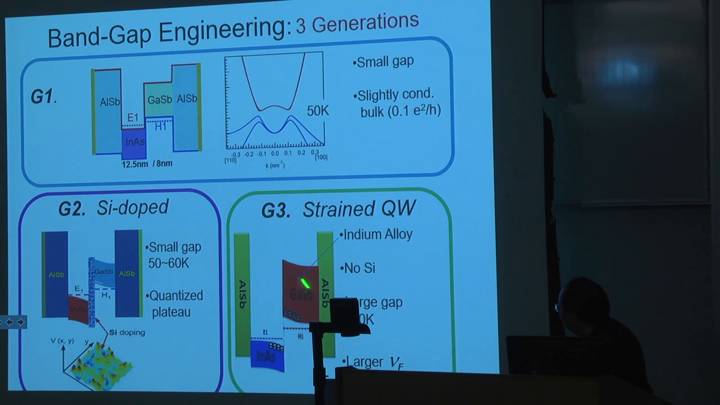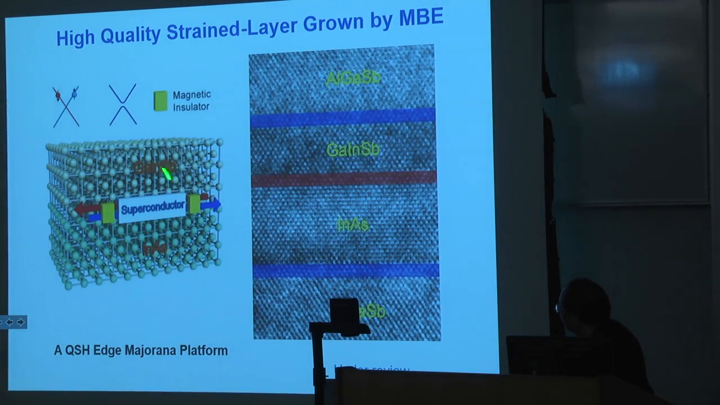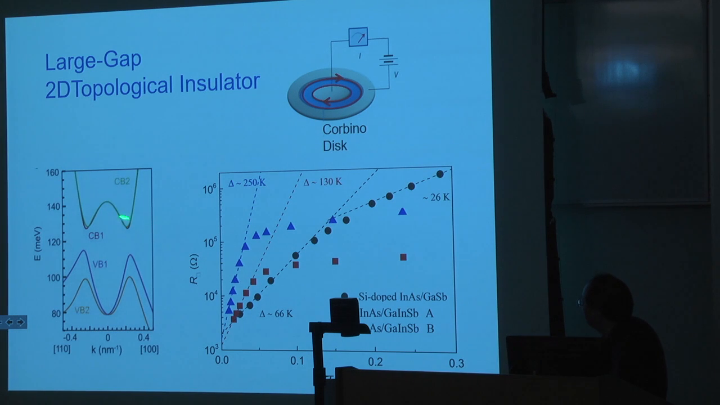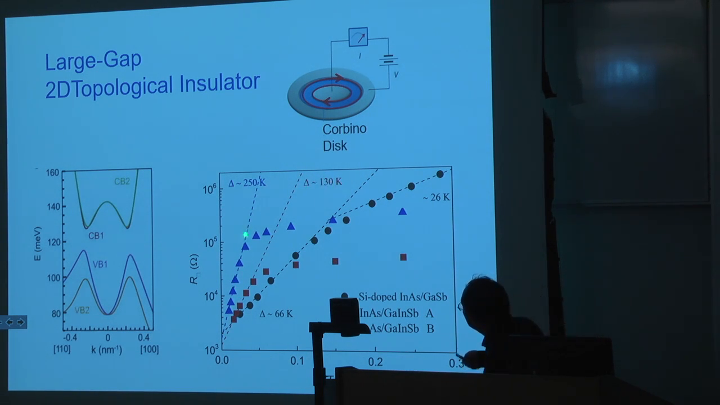So the strained layer is really this idea. Okay, so we made a strained layer by doping indium into gallium antimony. And then, of course, you can measure this in the same way as before. What we can measure is, first you calculate this, and you can find the energy gap is now enhanced to like 200 Kelvin, depending on the strain. So then you measure the energy gap. Here the older one is 66, and then the next one, with 1% strain, you get 130 K. Then with 1.5% strain, you get 250 K.